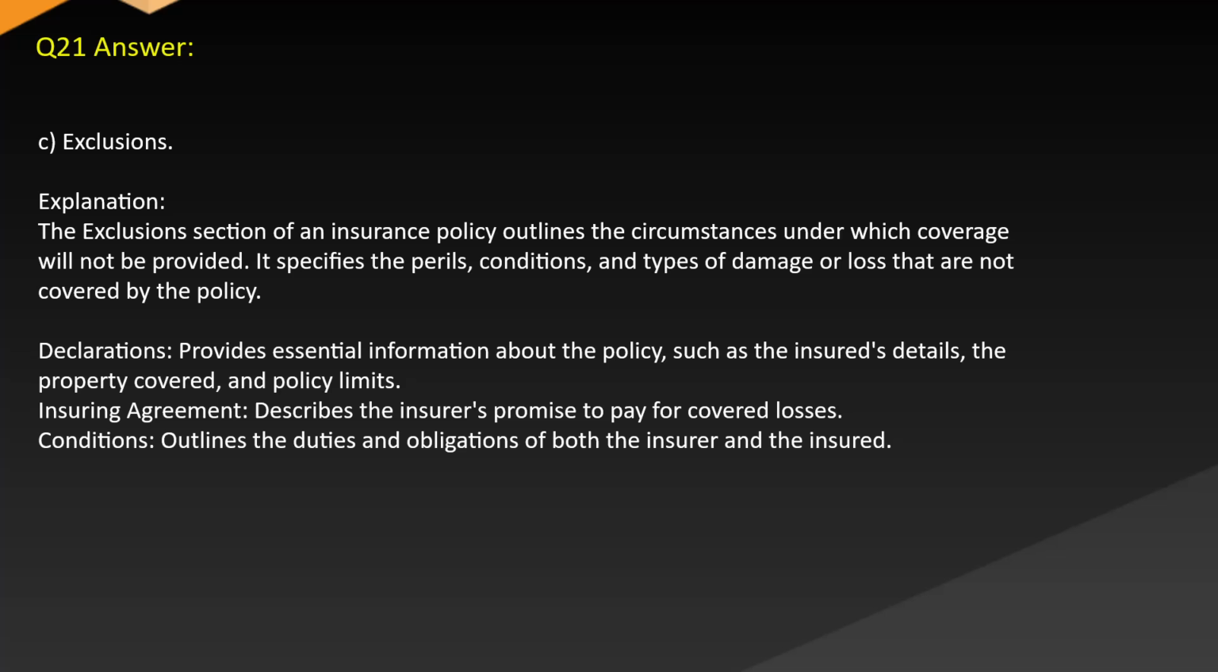Answer: C. Exclusions. Explanation: The exclusions section of an insurance policy outlines the circumstances under which coverage will not be provided. It specifies the perils, conditions, and types of damage or loss that are not covered by the policy. Declarations: provides essential information about the policy, such as the insured's details, the property covered, and policy limits. Insuring agreement: describes the insurer's promise to pay for covered losses. Conditions: outlines the duties and obligations of both the insurer and the insured.